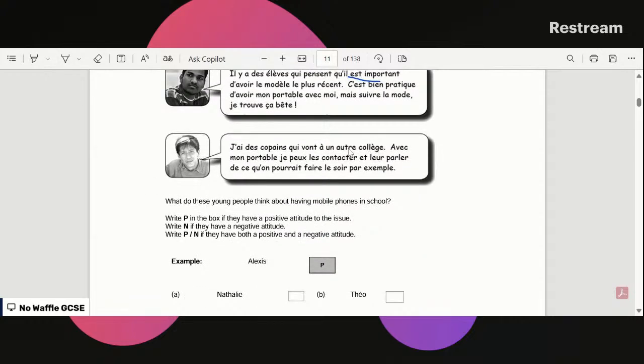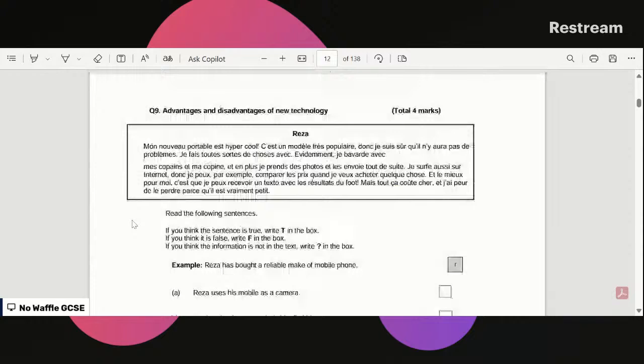I have friends qui vont à un autre collège, who go to another college. Avec mon portable, je peux les contacter et leur parler de ce qu'on pourrait faire le soir, par exemple. So you can talk to them about what goes on, and here you've got the conditional tense being used, in the evening, for example. Okay, continuing on.